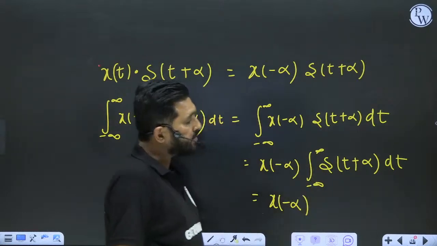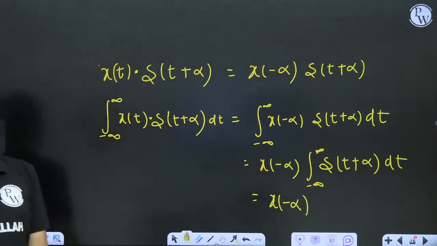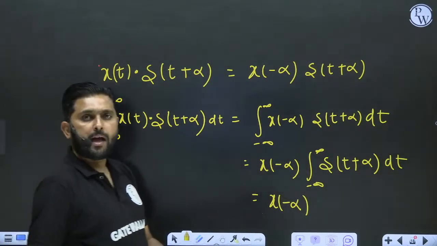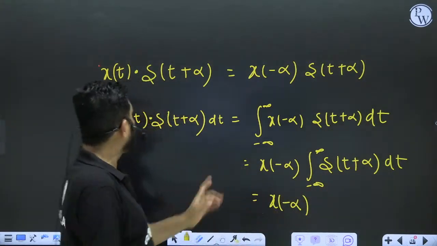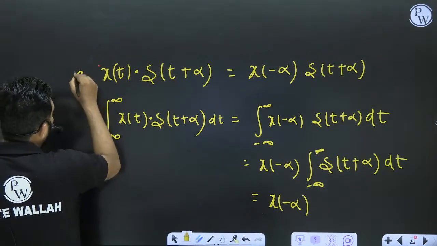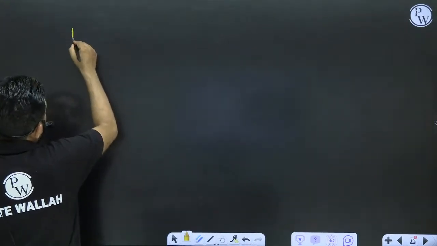That's an interesting, very important point, and many questions are asked from this property itself. Similarly, this is A. Similarly, let's call it B.